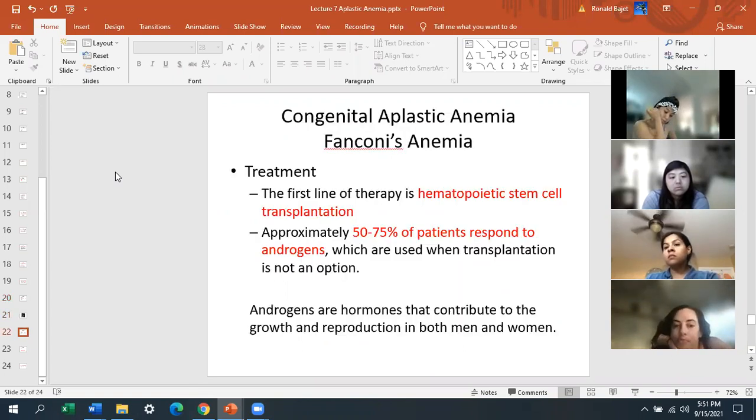So treatment in Fanconi's, first line of therapy is hematopoietic stem cell transplantation. And approximately 50 to 75% of the patients respond to androgens, which are used when transplantation is not an option. And androgens are hormones that contribute to the growth and reproduction in both men and women.